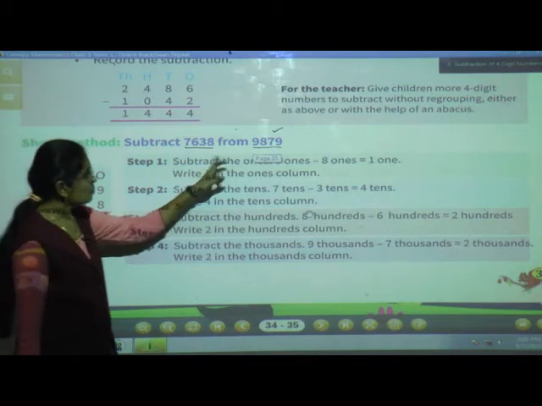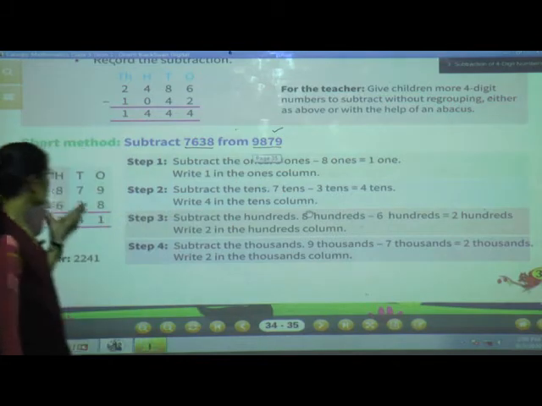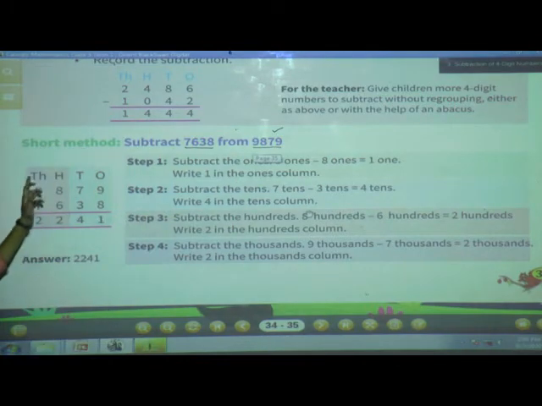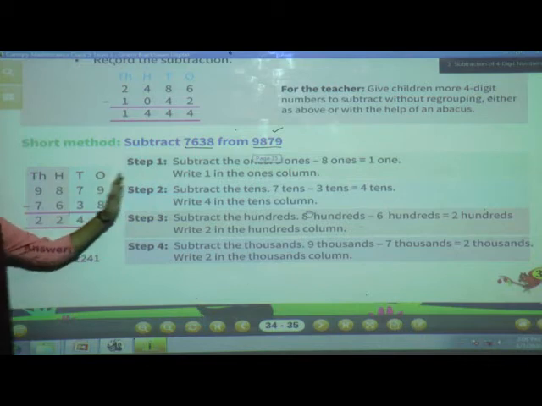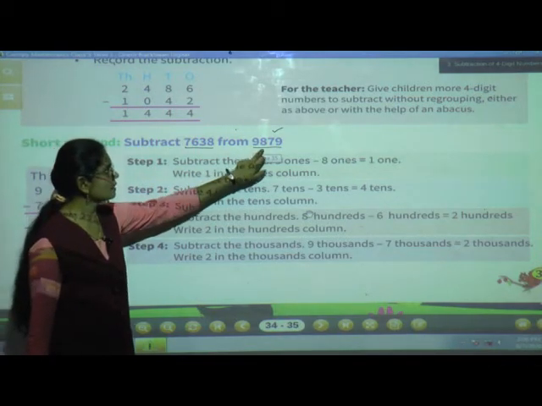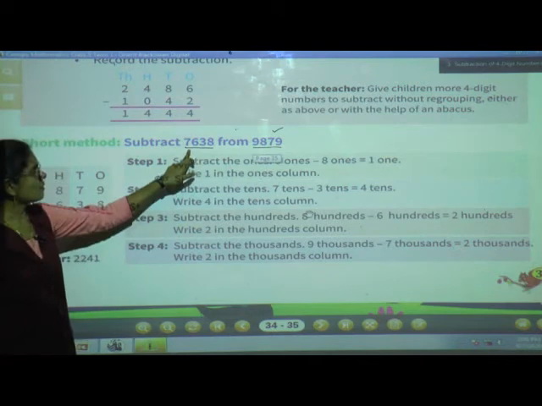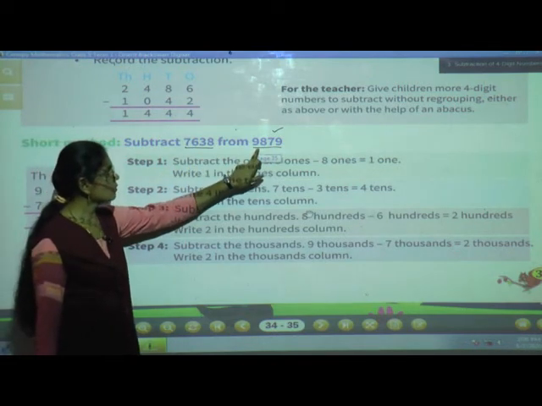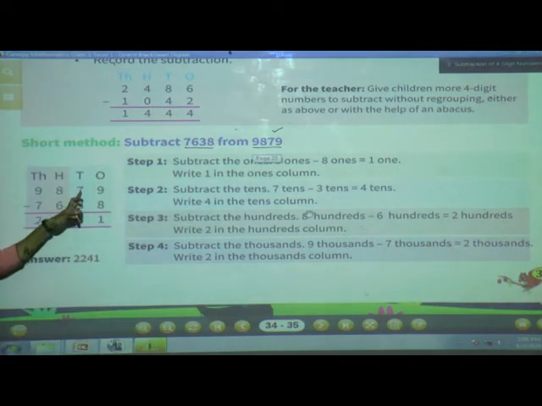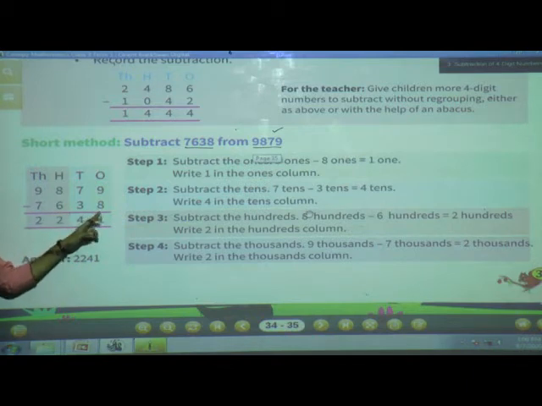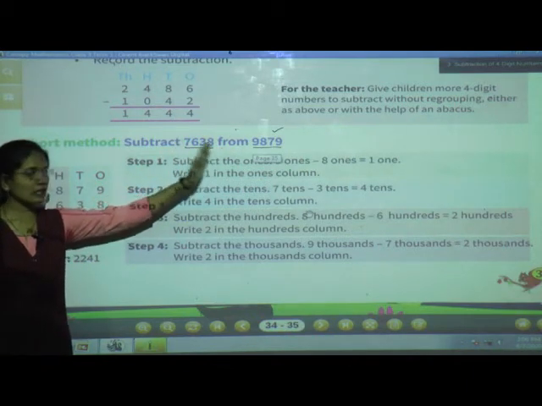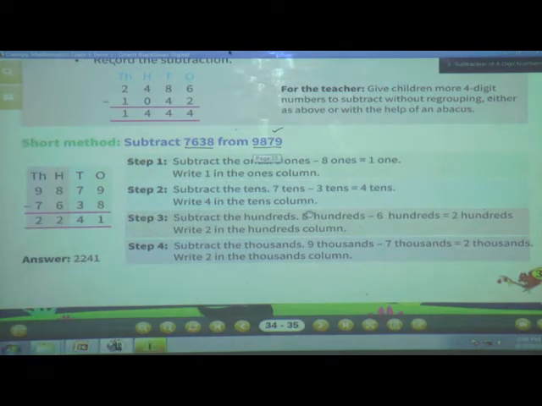So first of all, we will put this number in the place value chart. Here place value chart you can see 1000, 100, tens and ones. This number is greater. 9879 is greater than 7638. So first of all, we will write this number 9879. Okay. Then which one is the second number? 7638. So first of all, we will write the given numbers in the place value chart. Then what is the first step? The first step is subtract the ones.